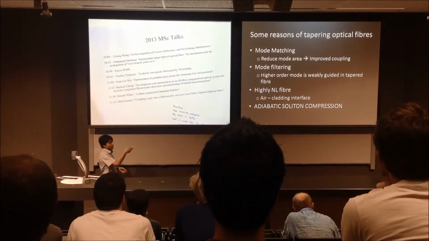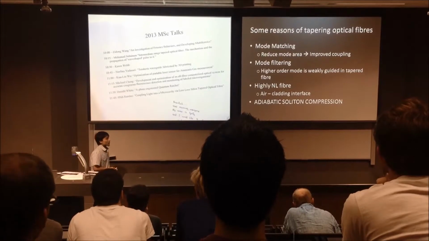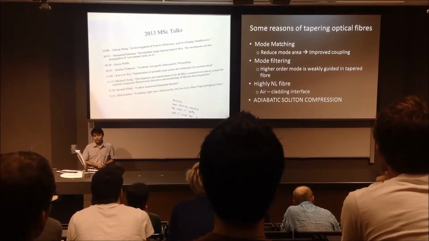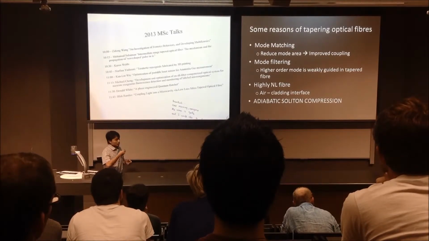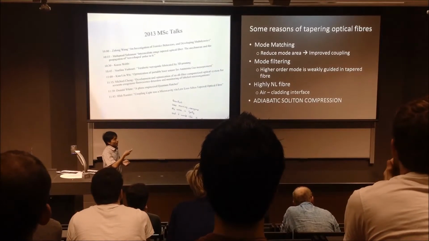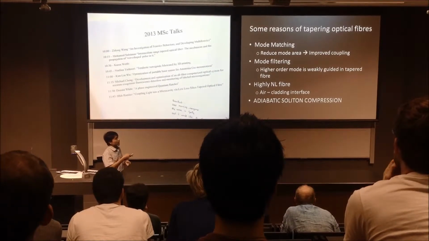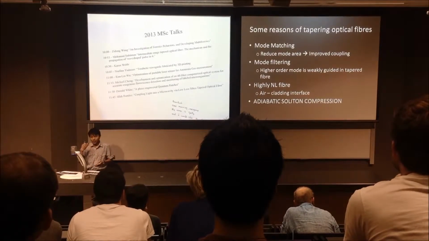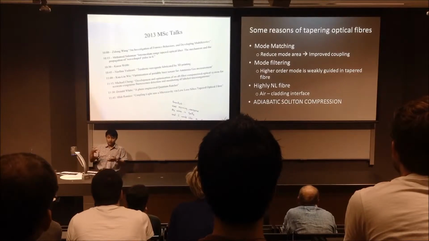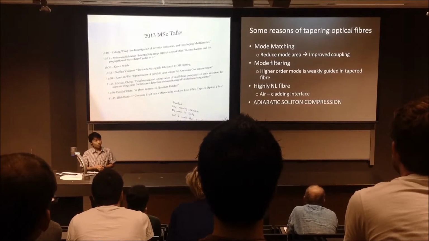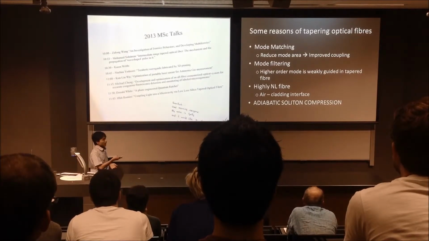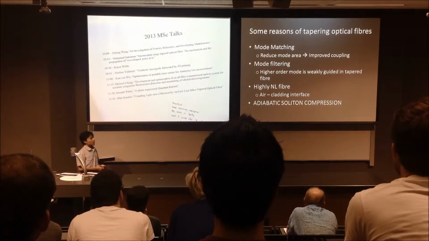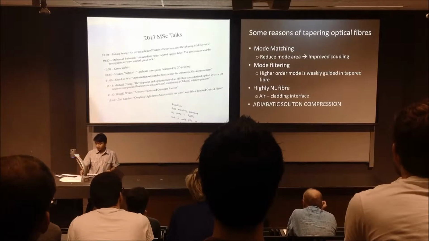By strongly tapering a fiber, the core will diminish, and so we have an air cladding interface, and by altering the air surrounding, like sulfur or anything, we will have highly nonlinear fiber. And lastly, adiabatic soliton compression is what we are trying to achieve in this study.